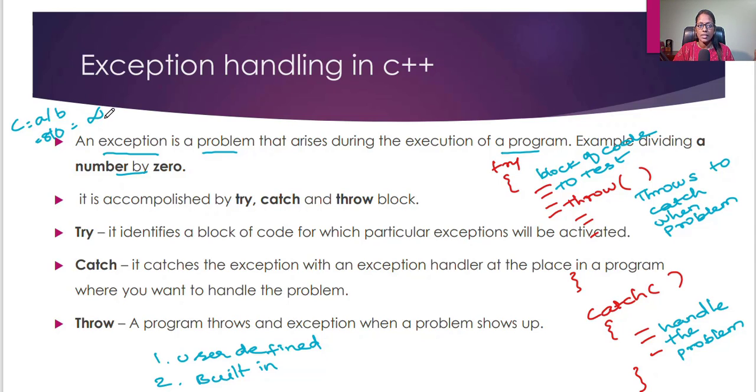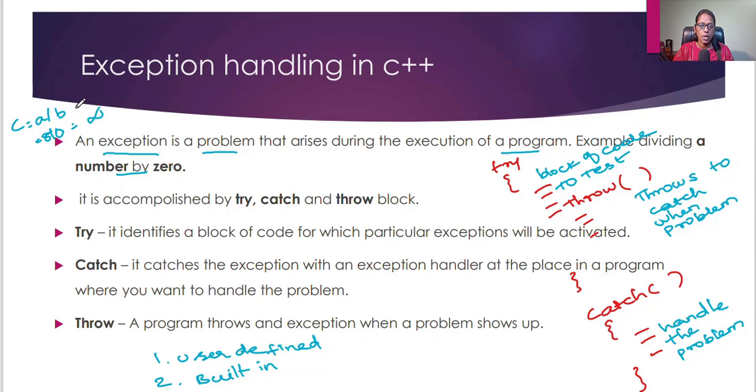This is called an exception. What happens? This will become infinity. When it becomes infinity, what happens? The system will get stuck, or it will hang, because the loop is going on. So at that time, the system is stuck. This is called an exception. Are you clear on this concept?